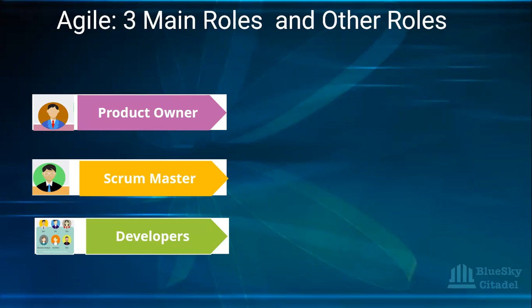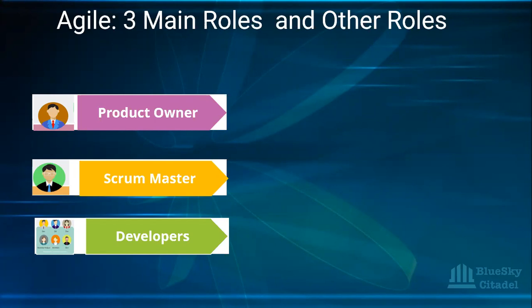So we have 3 main roles in Agile. Whenever you Google Agile, or whenever you hear about Agile, the 3 main roles you hear are usually the product owner, the Scrum Master, and the developers. But there are more roles in Agile. Usually in the Scrum team you have these 3, but in other frameworks and methodologies in Agile, there are a lot of other roles involved.